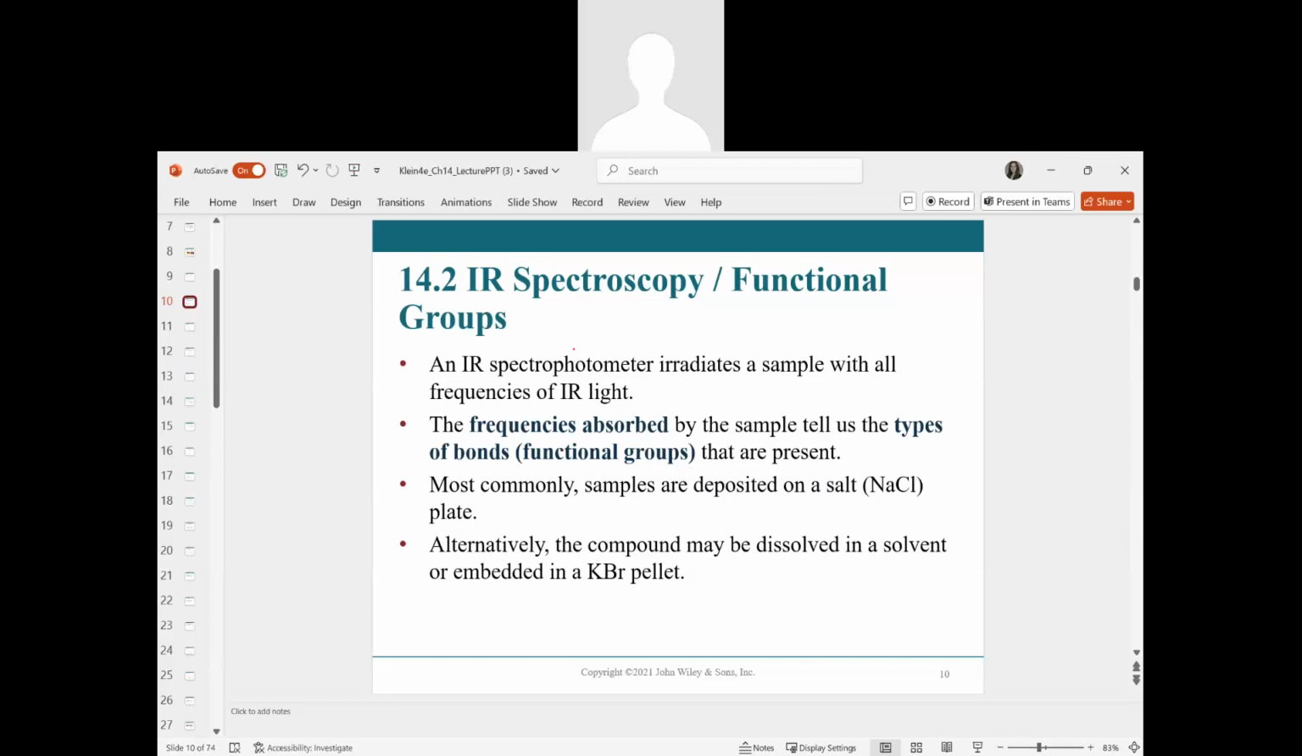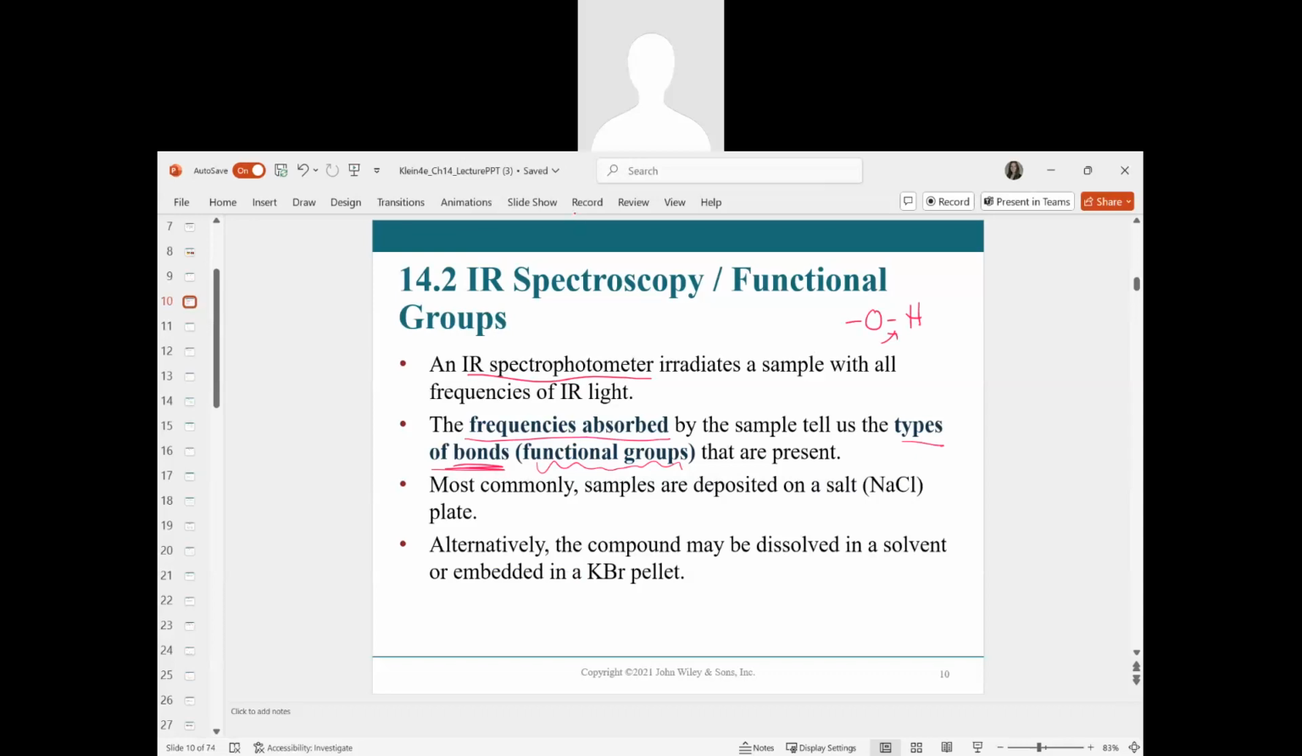So we'll produce this spectrum at the end. When we have our IR spectrophotometer irradiate a sample with all frequencies of light, we do not know where an absorption will occur. So we just pick all that's possible within the infrared spectrum. The frequencies that are absorbed tell us the types of bonds, aka the functional groups present. So if we have, say, an OH stretch between our OH bond here, we know that we would have an alcohol present, if we have a hydroxyl group.